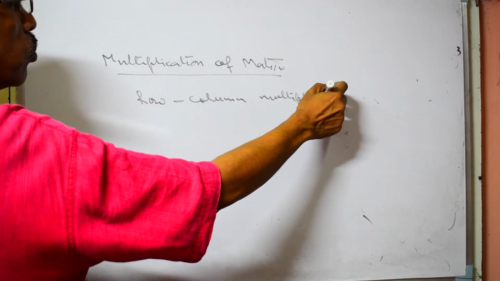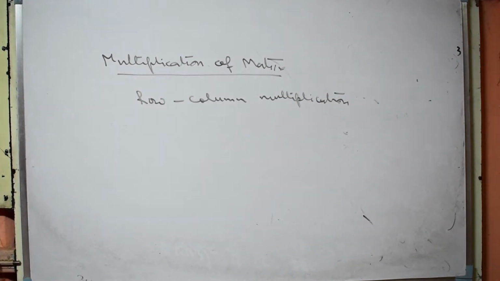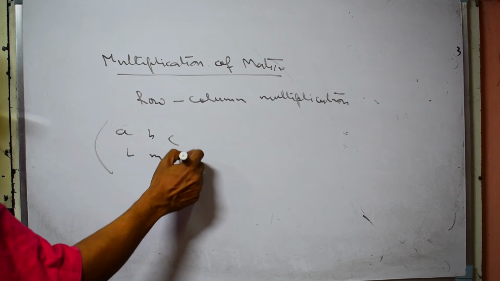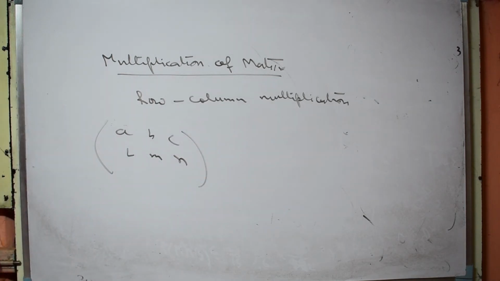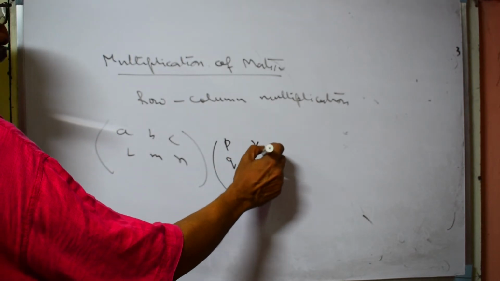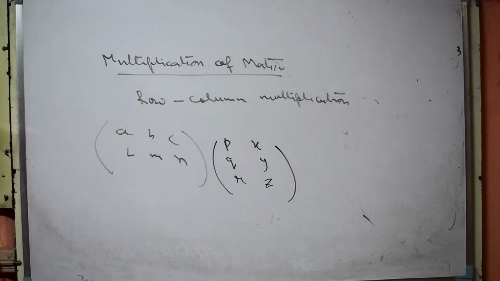The association will be row and column. Then we add. Like this. If I take A, B, C and an element row, this is a matrix here. This is showing the matrix numbers. The row is A, B, C, and then the next row is the elements, multiplied with another matrix P, Q, R on this side, X, Y, Z. There is a very important rule to follow.